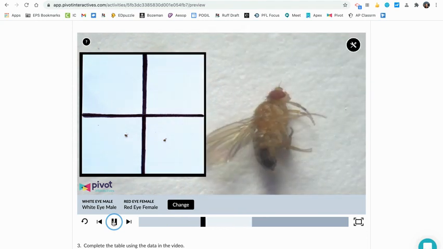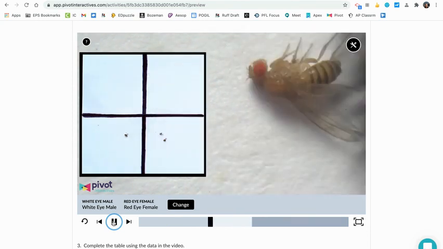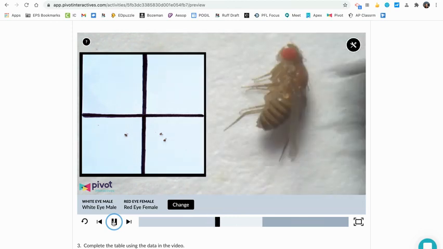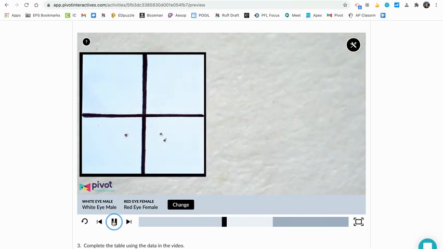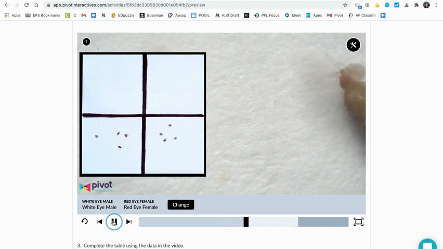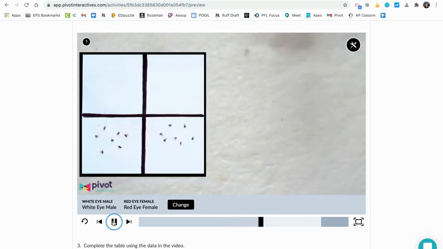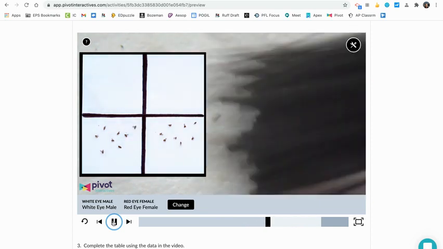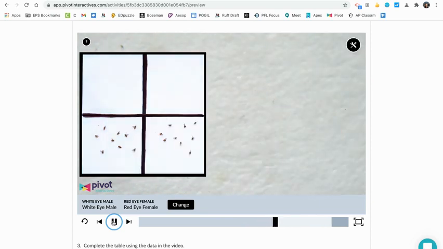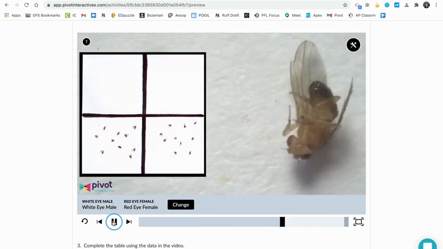Okay, so which one is that? A red-eyed male, it looks like. Oh, no. Was that a female? How the heck do you tell? We'll have to look in a second. I haven't done this one before. This one's new to me. We are getting all red eye.